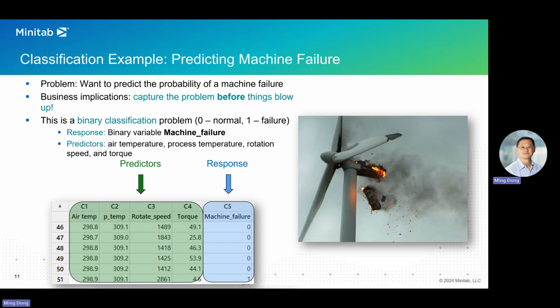The problem is a binary classification problem, because if you look at column 5, C5 will have failure. 0 stands for no failure, 1 stands for failure. So the response is going to be machine failure, 0 or 1. The predictors are going to be things like air temperature, rotation speed, torque, and temperature, whatever. These are called predictors. Here's the data set. You may have tens of thousands of rows.